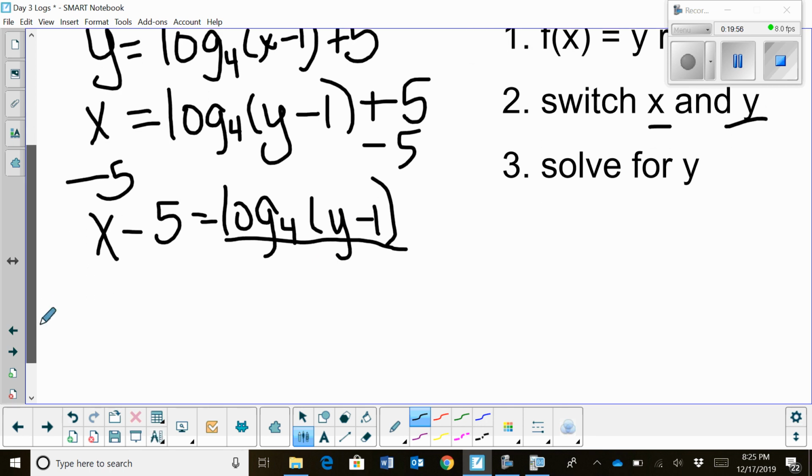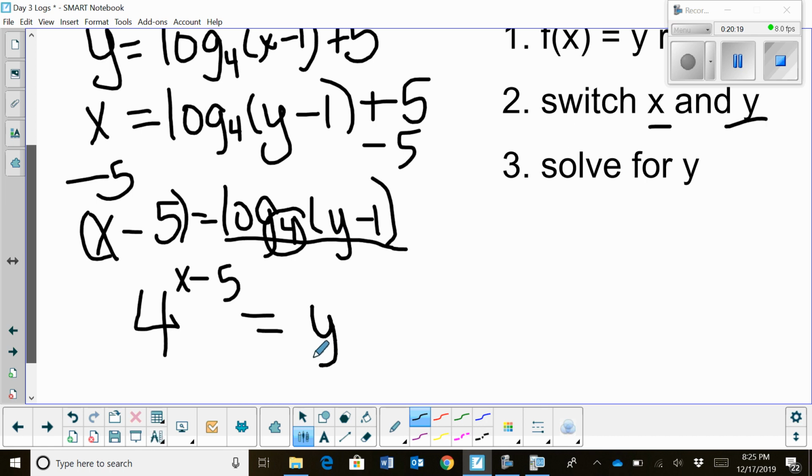Now I have to do the rewrite. This is when you take it from log form to exponential form. So I have to think, okay, what's my base? Well, my base of my log is also the base of the exponent or exponential form. So it's base 4. The log always equals an exponent, so the exponent is x minus 5, and that's going to equal y minus 1.